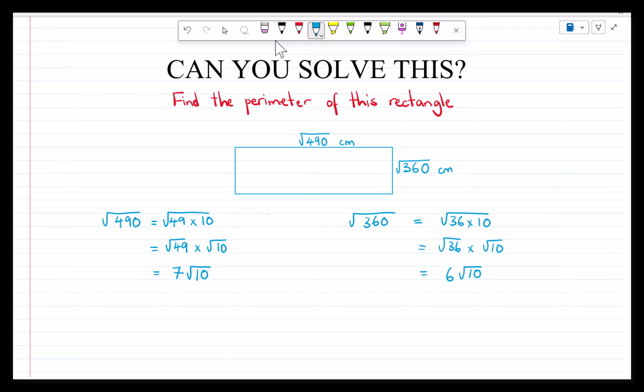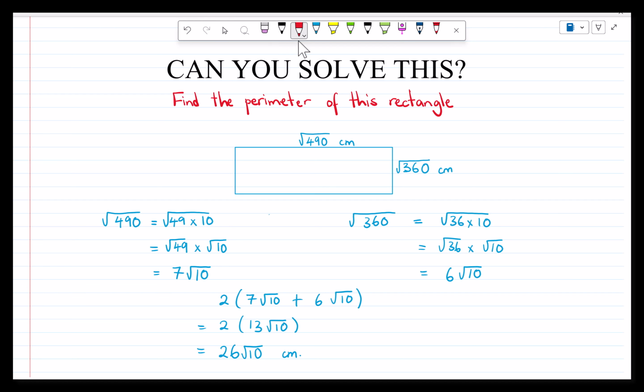Now remember what I said, it's either we say 2 multiplied by 7 root 10 plus 6 root 10. Now if we add these, we get 2 times 7 plus 6, that is 13 root 10. And we can then multiply and say 2 times 13 and we get 26 root 10 centimeters. This is our perimeter for this rectangle.